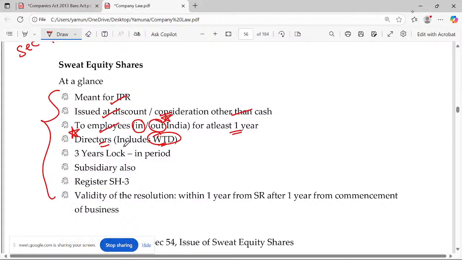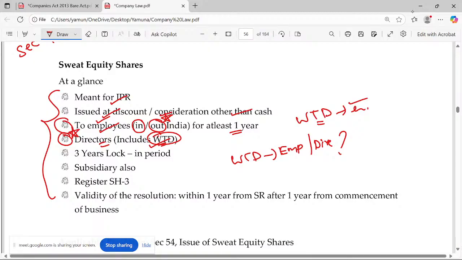See, directors is understood. Why we are particularly mentioning full-time director is that a full-time director is considered an employee of the company. Not all directors are employees of the company. Whole-time director or executive director, we call them employees of the company. Here we have already mentioned employees, and here we are mentioning director. Now, is a whole-time director an employee or a director? By name, he is a director. By status, because it is whole-time, he is an employee.